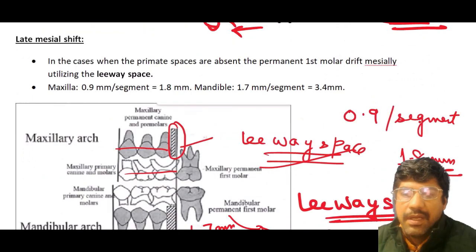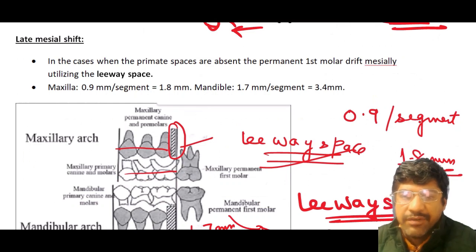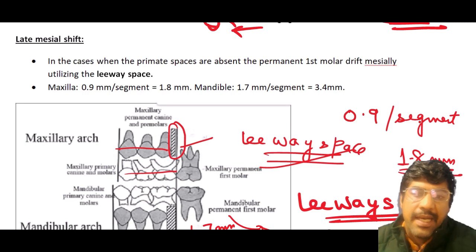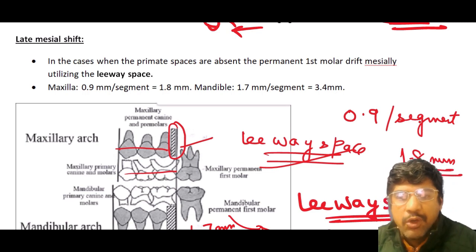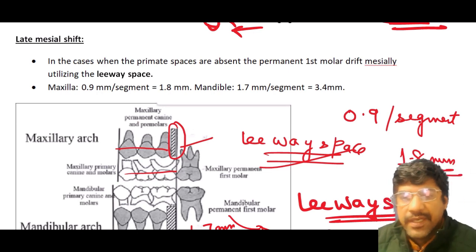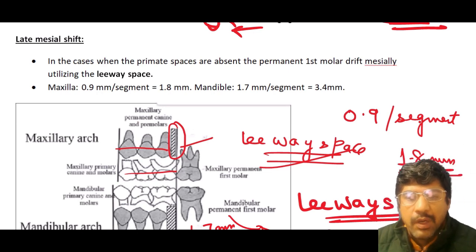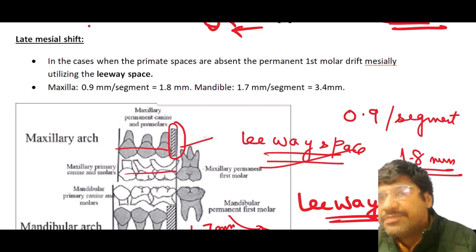The other is the late shift, which occurs by utilizing the leeway space of Nance. In cases where children lack primate space, the emerging molar cannot move forward to establish a class 1 molar relation. So when the deciduous second molar falls out, the permanent first molar drifts easily by utilizing this leeway space.